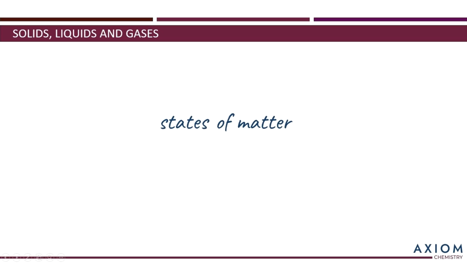Now, solids, liquids and gases are examples of what we call states, or states of matter. There are actually 4 states of matter which are observable in everyday life. In addition to solids, liquids and gases, there's also plasma. In Axiom Chemistry, we're going to be focusing on the first 3, but you'll learn a little bit more about plasma in the first of the Questions Students Ask videos, which is coming up very soon.